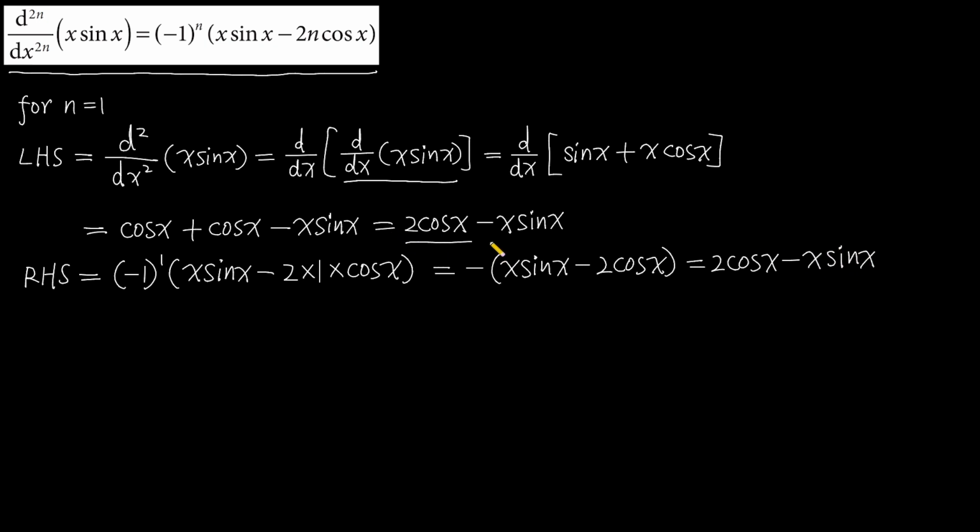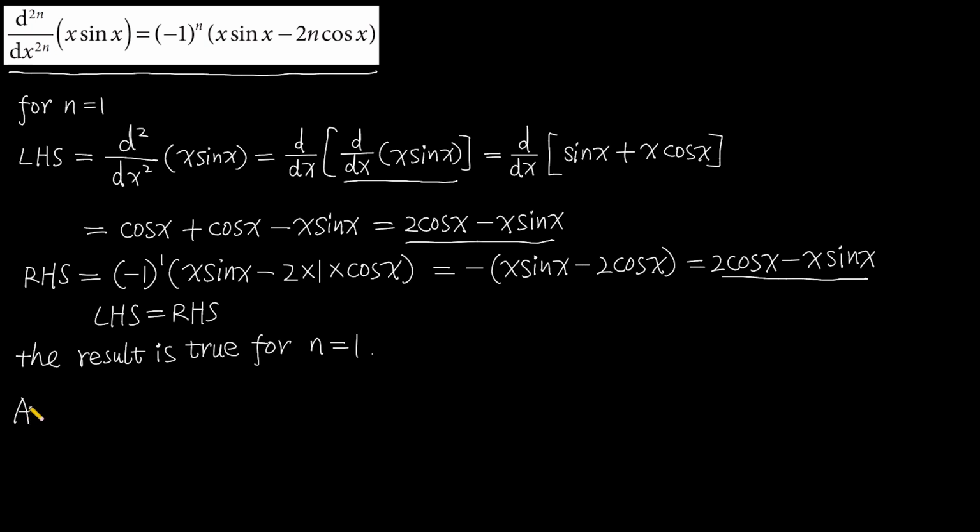Compare the left-hand side and the right-hand side. They are equal. So left-hand side equals right-hand side. So the result is true for n equals 1. Then assume it is true for n equals k.